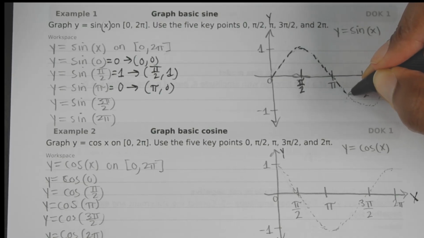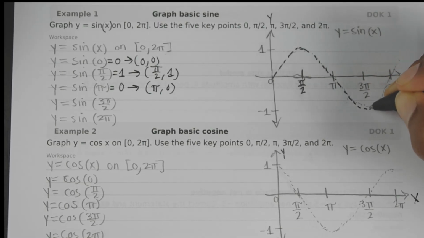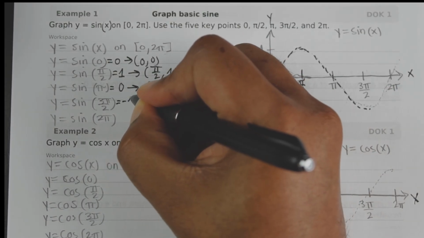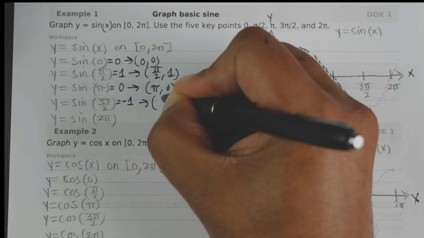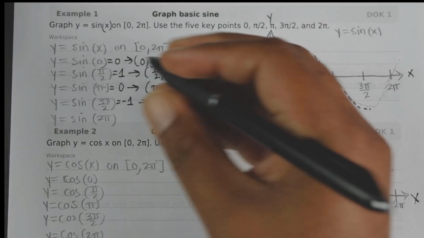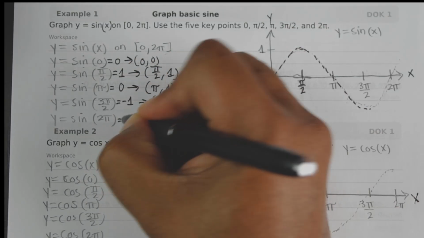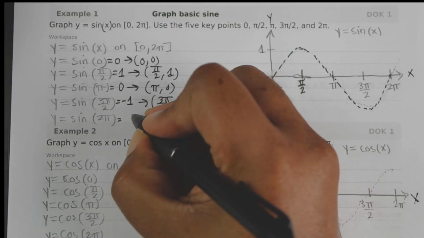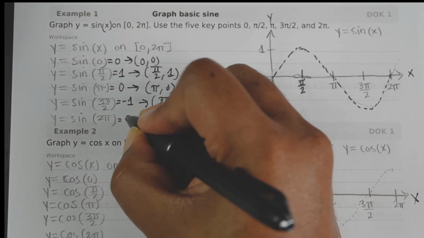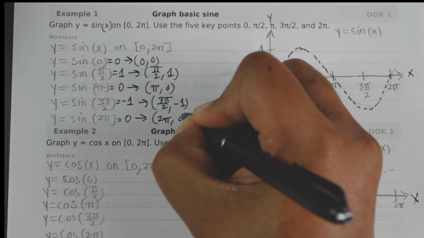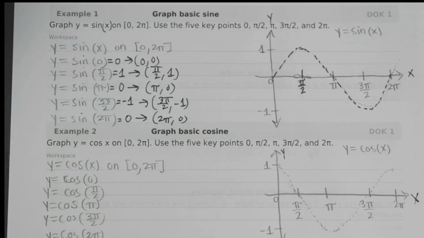And then it's going to drop down here. So at 3 pi over 2, it's going to be -1. That's the point. And then it's going to come back up here and cross at 0 at 2 pi. So at 2 pi, it's going to be back at 0. So 2 pi, 0 would be that point.